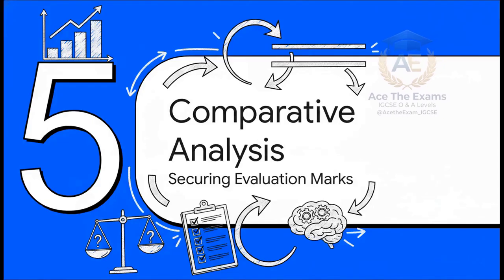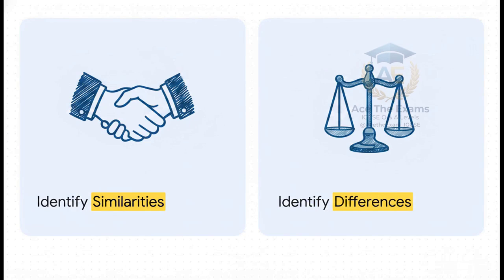Section 5, Mastering Comparative Analysis. Securing the final evaluation marks. When those higher-order assessment objectives demand that you evaluate alternatives and compare different approaches, this is the exact mechanical structure you need to use to secure those final elusive marks. True comparative analysis requires identifying similarities and differences.